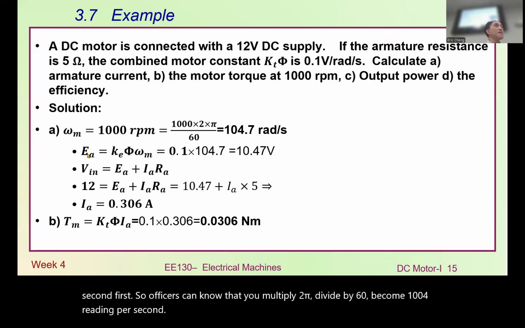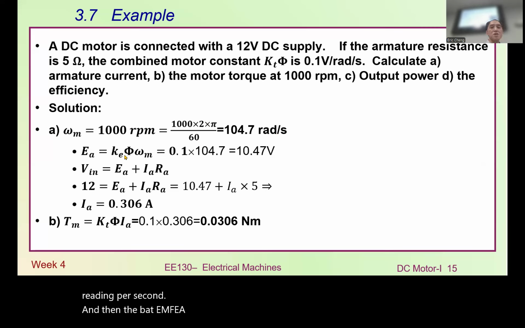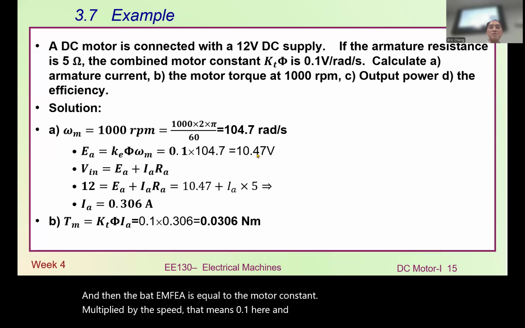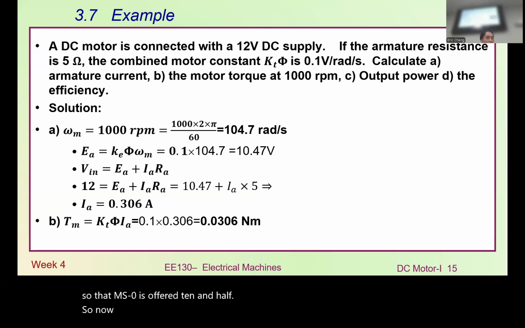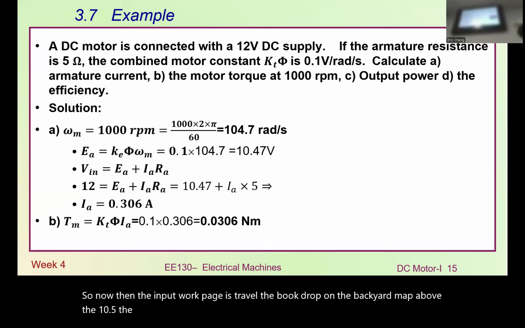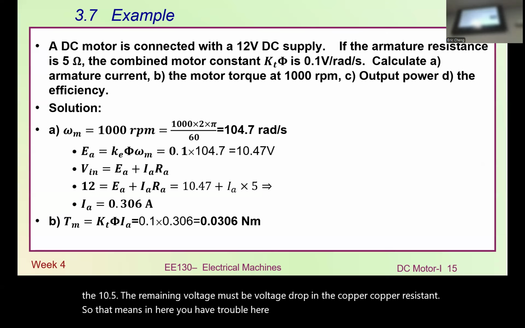And then the back EMF EA is equal to the motor constant multiplied by the speed, that means 0.1 here, multiplied by 104.7 becomes this voltage. So the back EMF is roughly 10.5 volts. Now, you know the input voltage is 12 volts. The voltage drop on the back EMF is roughly 10.5. The remaining voltage must be the voltage drop in the copper resistance. So that means you have 12 volts here, you got 10.47 here, then you can therefore get this portion, right?